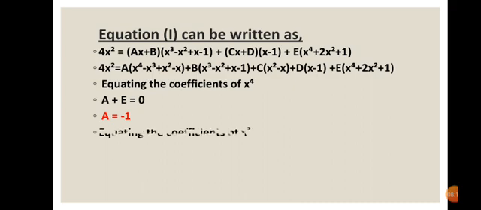So now, students, we are equating the coefficients of x cube. When we equate the coefficients of x cube, we will get minus a plus b, and no other coefficient on the right hand side, and on the left hand side there is 0, as there is no x cube. So we have the equation minus a plus b is equal to 0, which means b is equal to a. If b is equal to a, then the value of b will be the same as the value of a. So b is equal to minus 1.